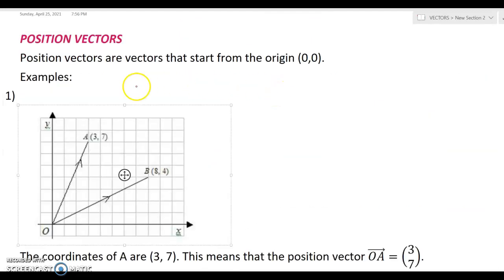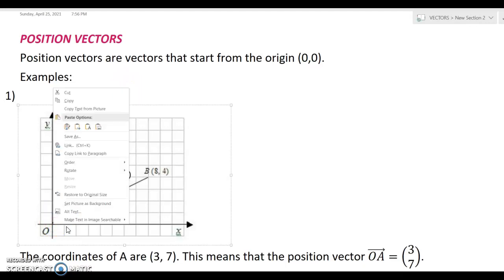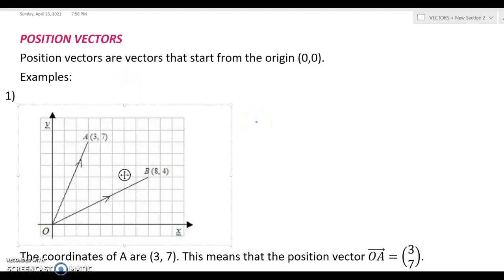Now we're looking at something called position vectors. Position vectors are vectors that start from the origin. The origin is at the (0, 0) mark, which is right in the middle there, right? X is 0, Y is 0. From this diagram, the coordinates of point A, which is right here, are (3, 7), and the coordinates of B are (8, 4).